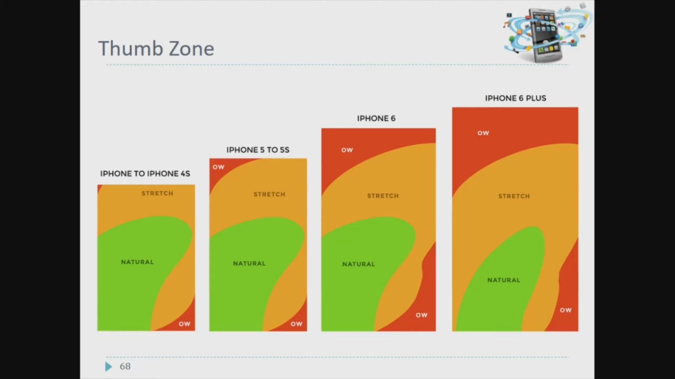Different thumb zones for different sizes of screen. It is an example for the iPhone 4S, 5S, 6, 6 Plus. Now we have 12. So we have different sizes.